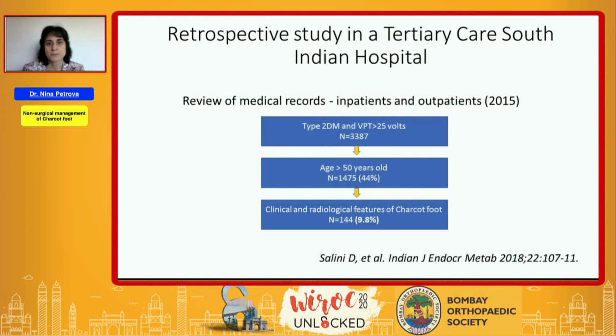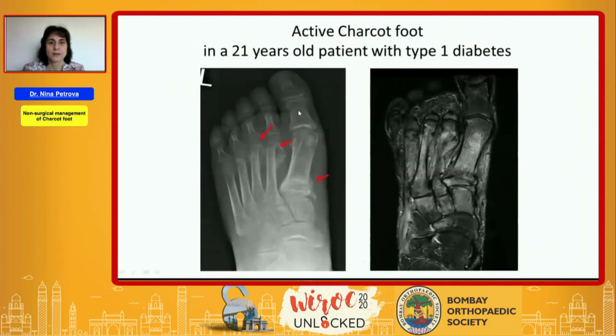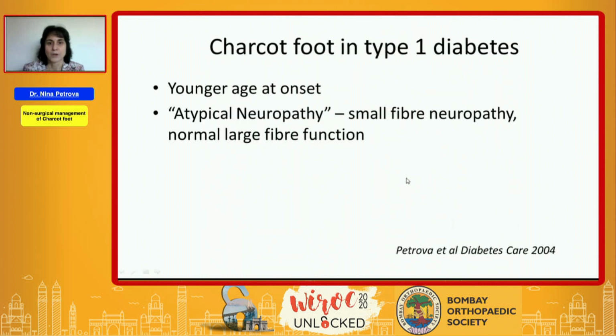In addition to type 2 diabetes, the complication affects people with type 1 diabetes at a very early age. And here is an example of one of our youngest patients presenting with an active Charcot foot at the age of 21. You can see the pathological damage of the forefoot and midfoot and the extensive inflammation on magnetic resonance imaging. Also, some patients with type 1 diabetes may have predominantly small fiber neuropathy and exhibit preserved large fiber function.